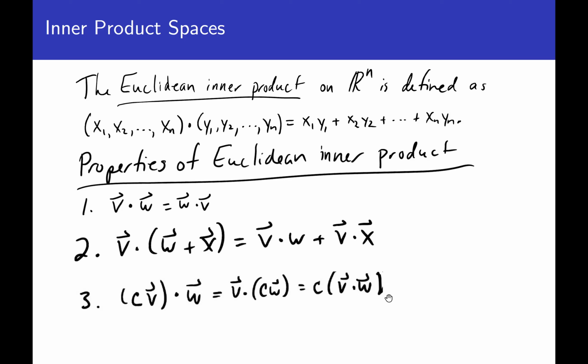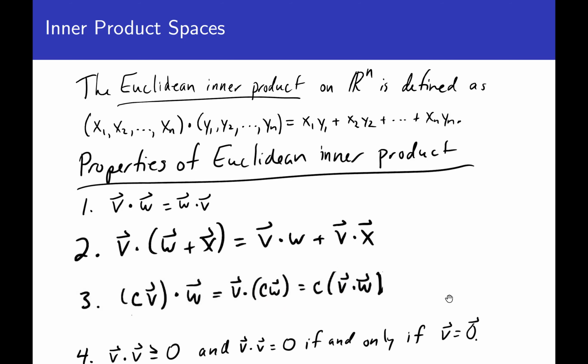The scalar, if I put the scalar with the v, or put the scalar with the w, or put it out in front of the dot product, it doesn't matter. You get the same answer all three ways. The last one says that every dot product of a vector with itself is greater than or equal to 0, and the only way that the dot product of a vector with itself can be 0 is if you started with the 0 vector.